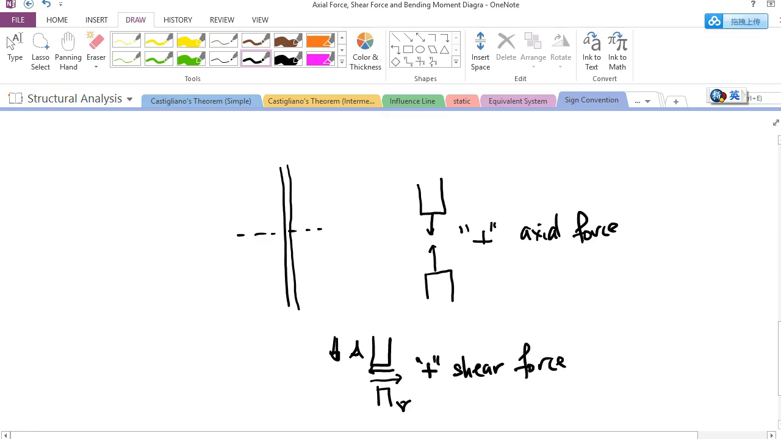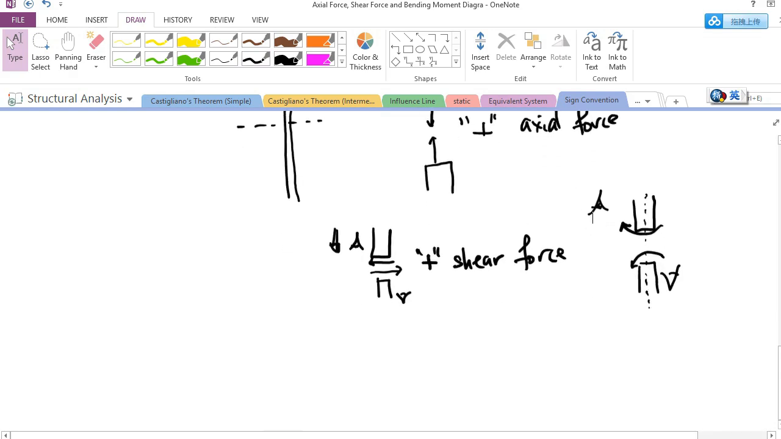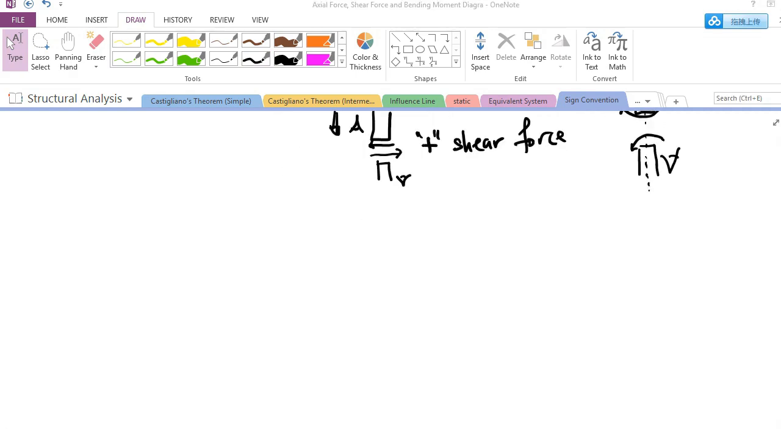How about bending moment? Bending moment is a little bit tricky. If I look from this side, I will call a positive bending moment like this. Positive bending moment means that this is the bottom part, this is the center, and the bottom part is under tension. I will call this positive. But if I look from this side, I will call this bending moment negative. So what I mean is that the side you look from doesn't really matter. We always consider which part of the beam is under tension.